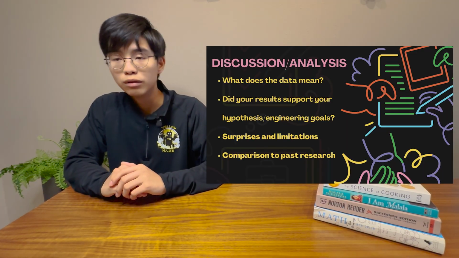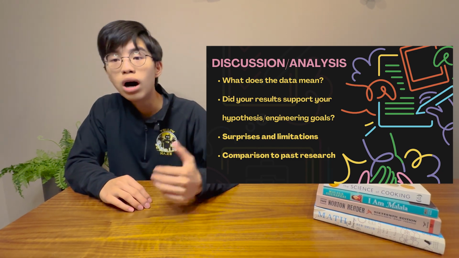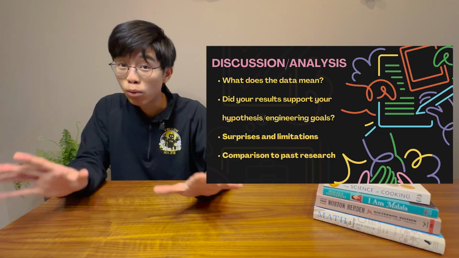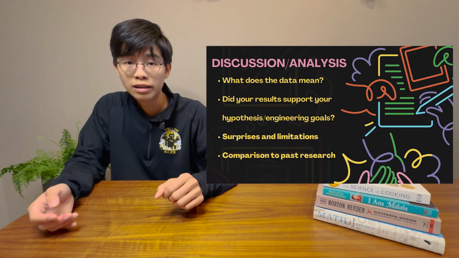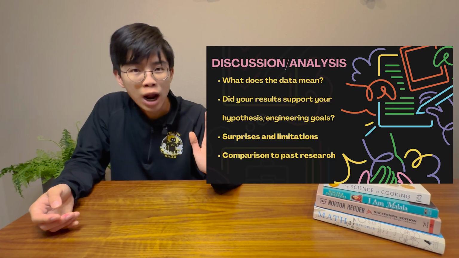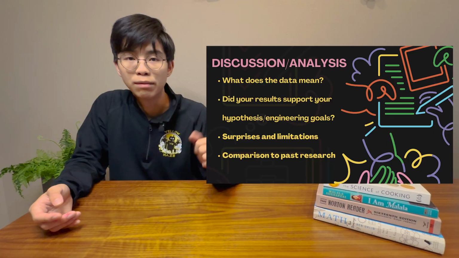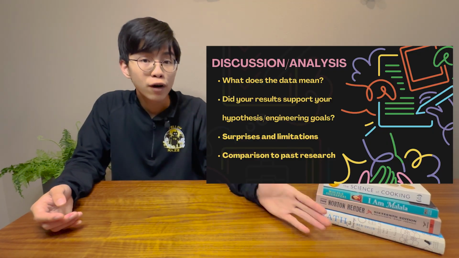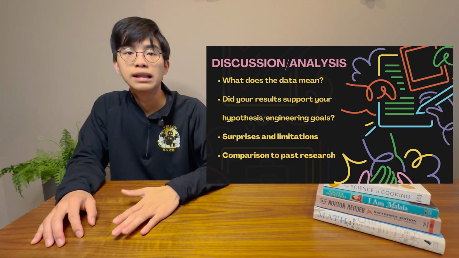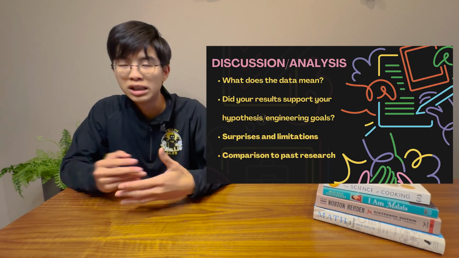Here's a section that's also super, super important. Now is where you talk about what your data means, right? Why is this data important? Did it support your hypothesis? Did it support your engineering goals? You want to talk about that there. Let's say your hypothesis was that the height of plants would grow to 6 centimeters or something. Then you'd say, from figure 1, which is, let's say, a table, you can see that our plants grew to an average height of only 5.8, which means our hypothesis was disproven.